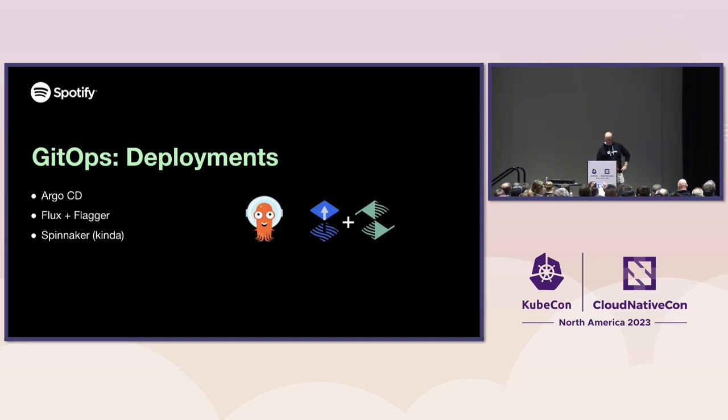And I listed Spinnaker. It's an old tool that can learn new tricks. It can support a GitOps workflow if you use pipelines and store your delivery config in Git. But it's not really designed around GitOps the same way that these other tools are.